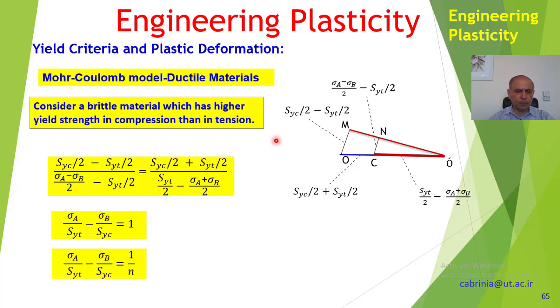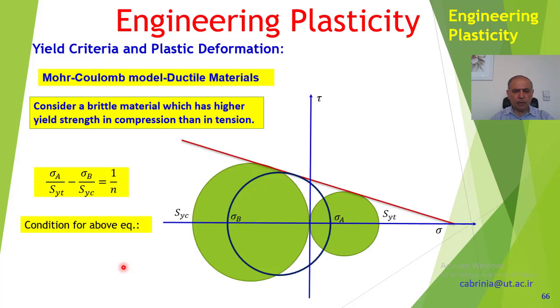And now here we can use these yield criteria in design problems. And as you know, in design problems, we usually use a factor of safety like n. So if I divide this 1 by n, I will incorporate the factor of safety into this equation, which is this. Okay, so the yield criteria with the factor of safety will be that. And let's see the condition for this equation.